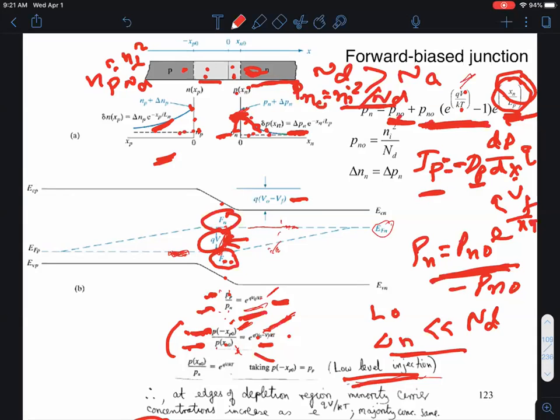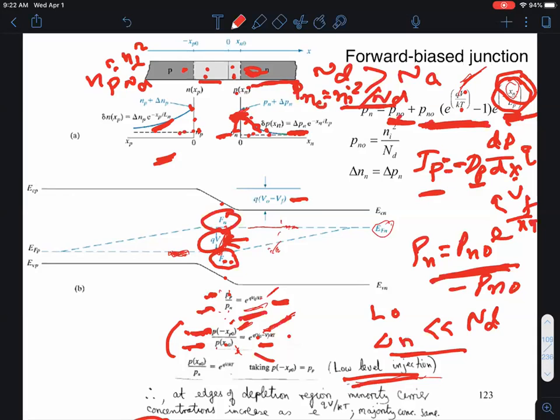Okay. The other thing that we did in this analysis was assume that the P and the N regions were very, very long. Now, what does long mean? Long compared to the diffusion length. Now, if it's long compared to the diffusion length, if you look at this expression for the minority carrier concentration profile as a function of voltage and position, notice that you have e to the power minus x over LP, which is the minority carrier diffusion length of holes on the N side.